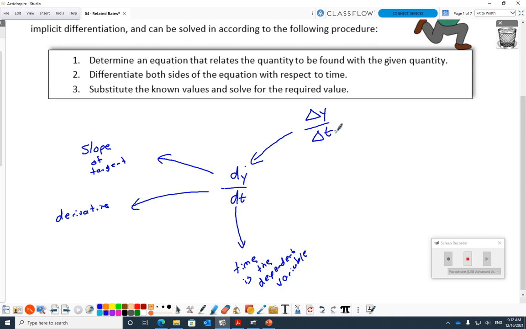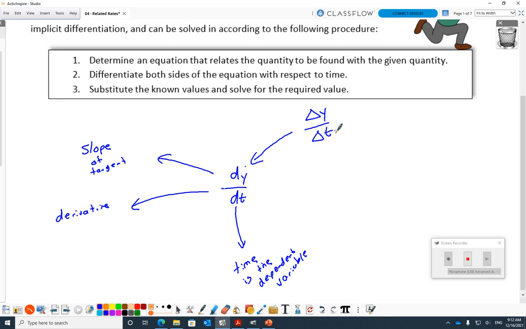We were doing slope. If this is slope, then dy by dt also means change in y over change in time. You're like, that's not what you said yesterday. You said this was a derivative. I'm like, I know. It's all of those things. It's the slope of the tangent. It's the derivative. And so this little dy at the top means delta y, a little tiny delta y.